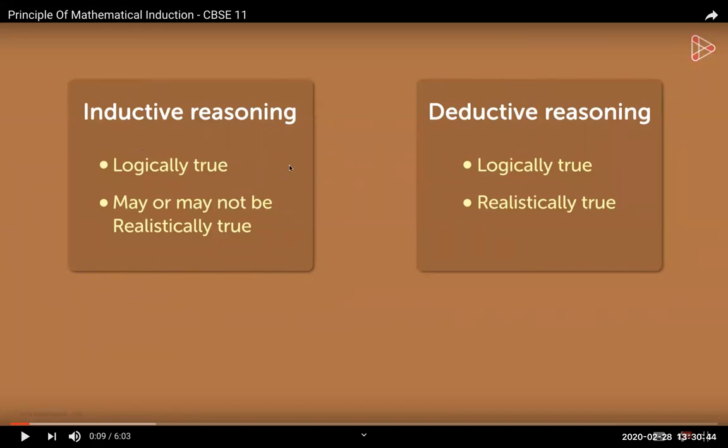So the major difference between inductive and deductive reasoning, just one example. Mathematics is almost all inductive reasoning, and then science is deductive reasoning.